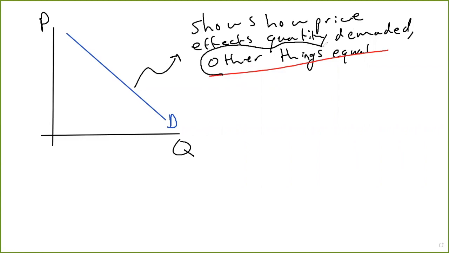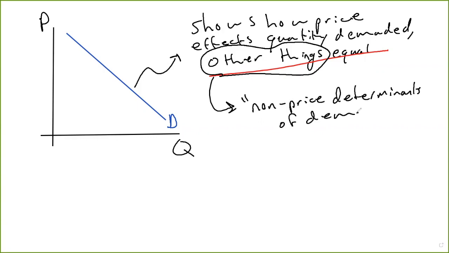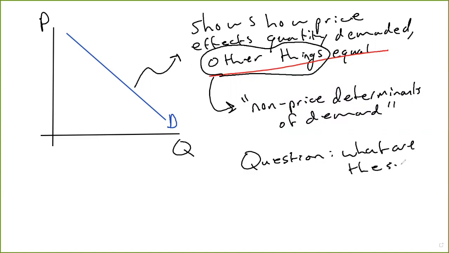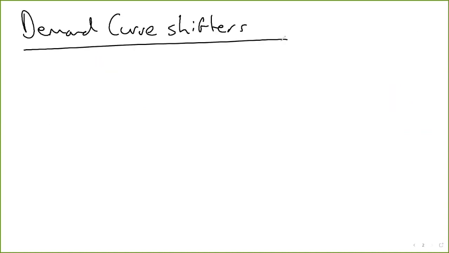And these other things are what we're going to refer to as non-price determinants of demand. And when these change, the demand curve is going to shift. And so what we want to know is, what are these determinants? So the first demand curve shifter we want to consider is number of buyers.